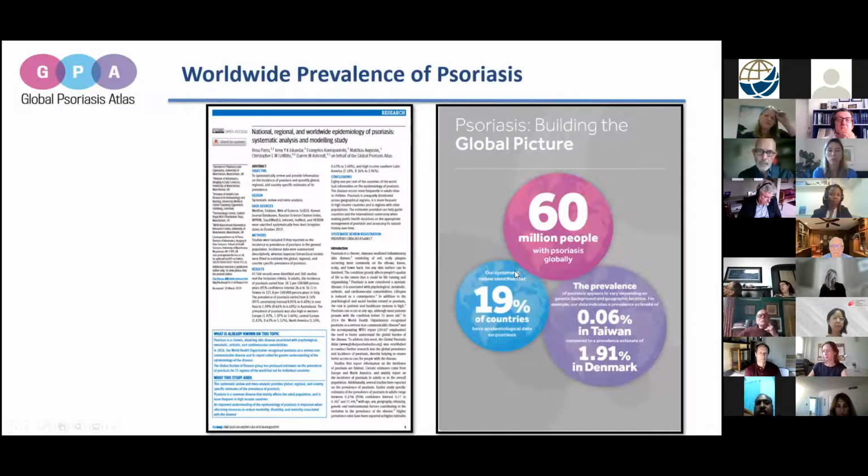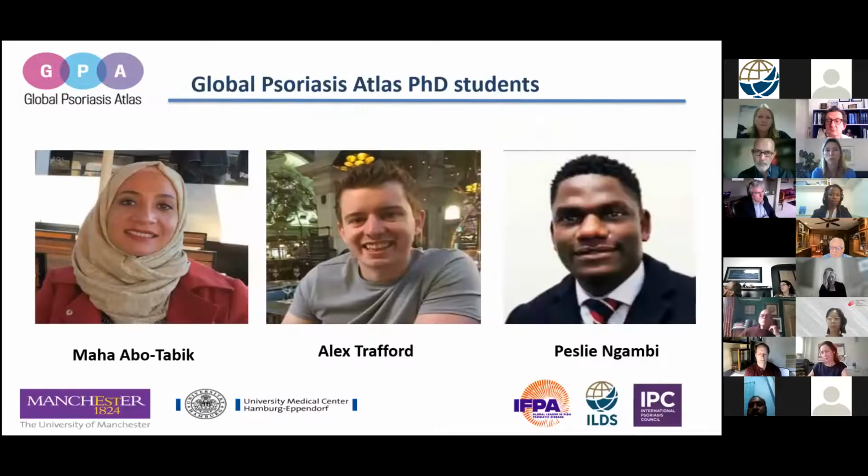And this is the key paper that we've produced so far. We produced several papers, but this is the most detailed and comprehensive systematic review so far, published in the BMJ last year. We can say with certainty that at least 60 million people around the world have psoriasis. We only have really good data from 1 in 5 countries, and the prevalence is highly variable, from 2% or higher in Northern Europe to less than 1%, particularly in the Far East.